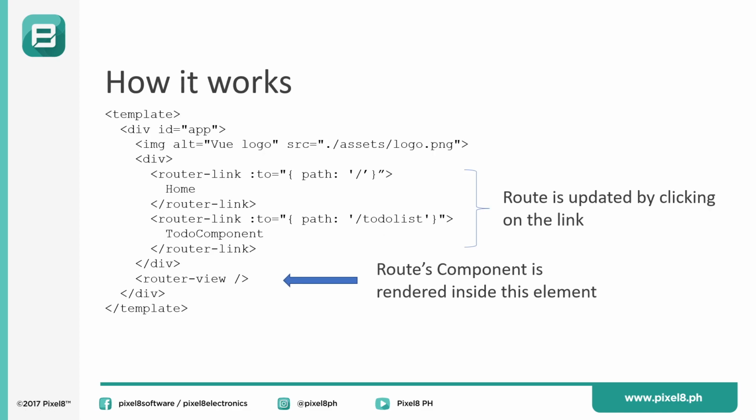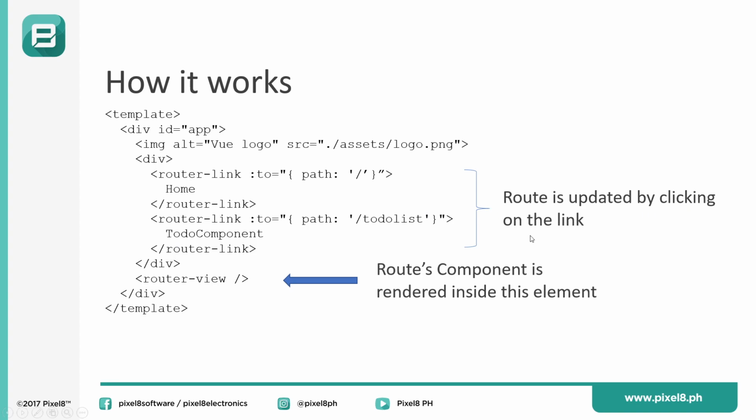How does it work? In order to make it work, first we need to add a router link. It is basically a link that tells Vue where to go next. As you can see here, we have two links, one for home, another for a to-do component. You will notice as well that they have both paths, which are unique. Whenever you click these links, the route is updated by clicking on the link.